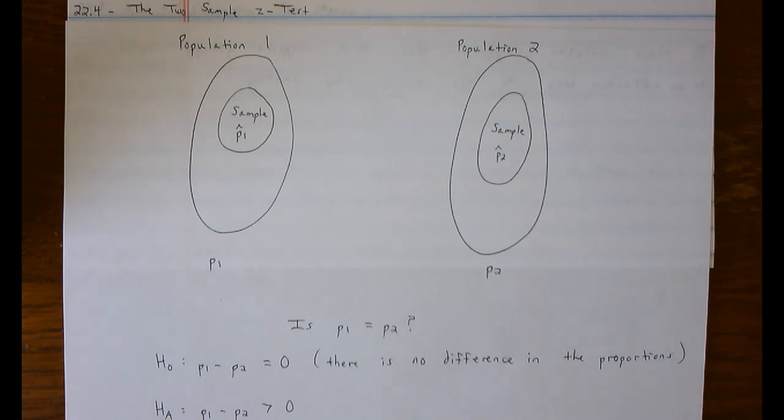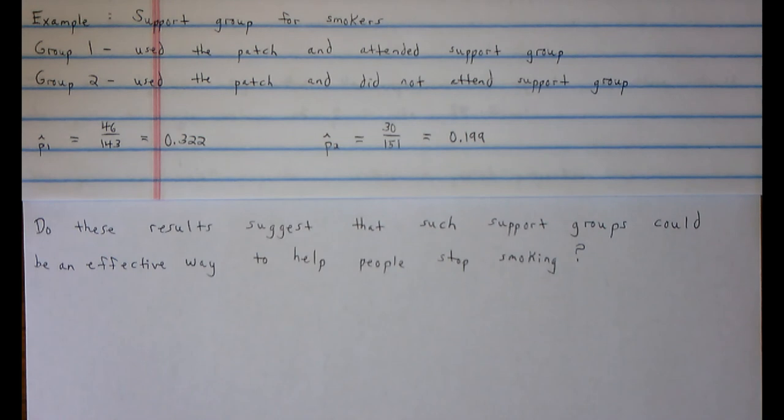So let's go back to the example we looked at in the last video when we set up the confidence interval for the difference in two proportions. Here's the example from last time. We've got a group of individuals who are wanting to quit smoking. They're going to use a nicotine patch. And some of the individuals are also going to attend a support group. So we've randomly assigned the individuals to two groups. Group 1 will use the nicotine patch and attend the support group. Group 2 will use the nicotine patch and not attend the support group.